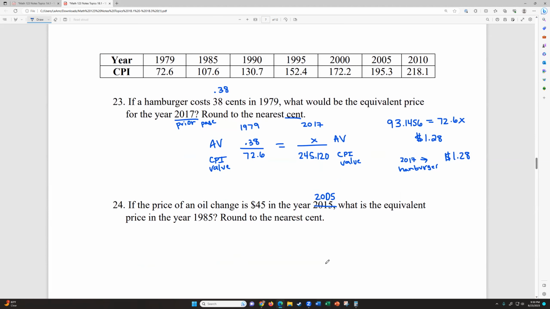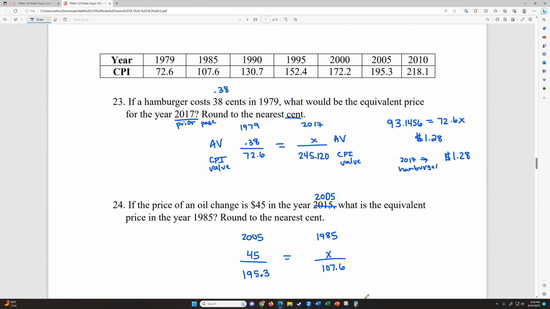Okay. All right, if the price of an oil change is $45 in the year 2005, what is the equivalent price in the year 1985? So we've got our 2005. It doesn't matter which one you put on which side, just be consistent with the values you put underneath to make sure they're from those specific years. So in 2005, the actual cost of the oil change was $45. And our CPI for that year was 195.3. That's how much the goods and services in that basket they've been tracking would cost. In 1985, we don't know what the price of the oil change was, so we're going to find that based on the inflation changes. And we're going to put that over the CPI value for 1985, which is 107.6.